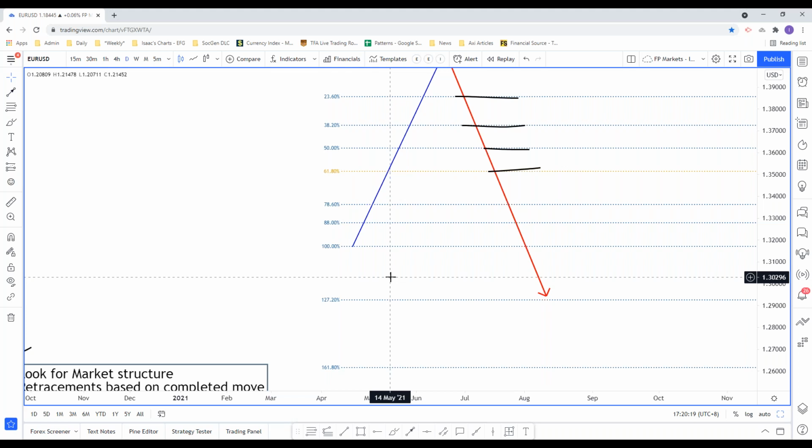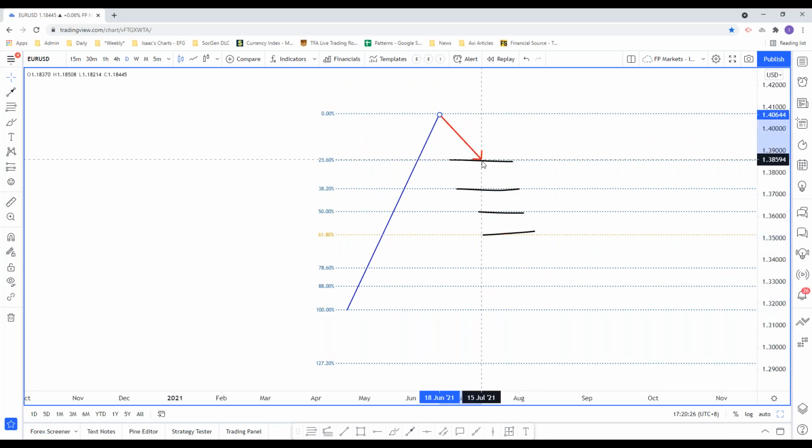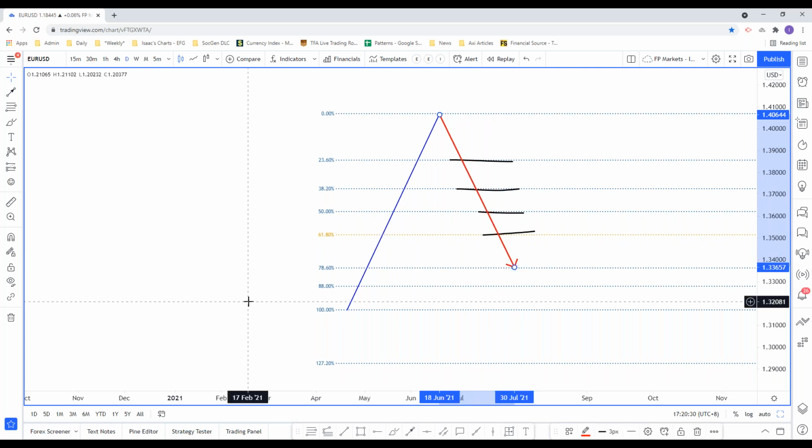All right, no confusion from you guys. When price is pulling back, 23.6, 38.2, 50, 61.8, 78.6, these are normal Fibonacci retracement levels.